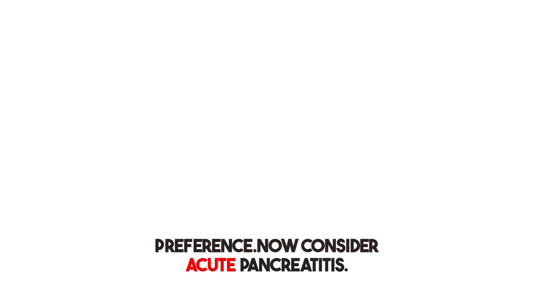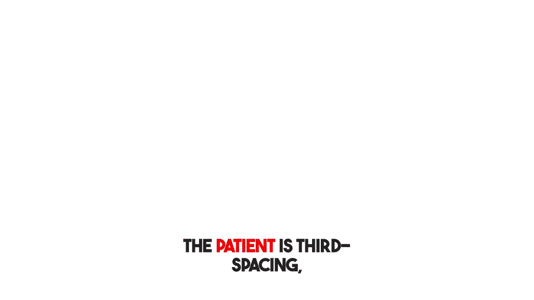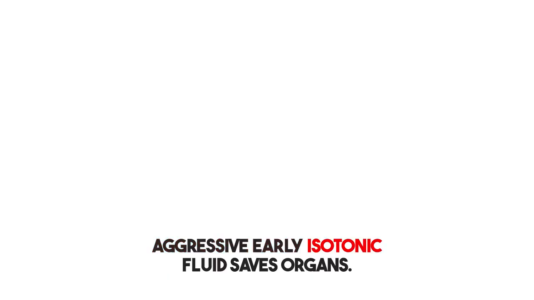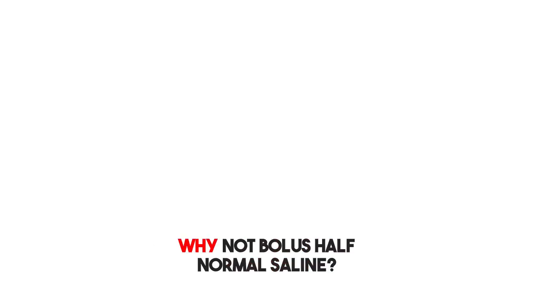Now consider acute pancreatitis. The patient is third spacing, hypotensive, tachycardic, with hematocrit rising. Aggressive early isotonic fluid saves organs. Why not bolus half-normal saline?